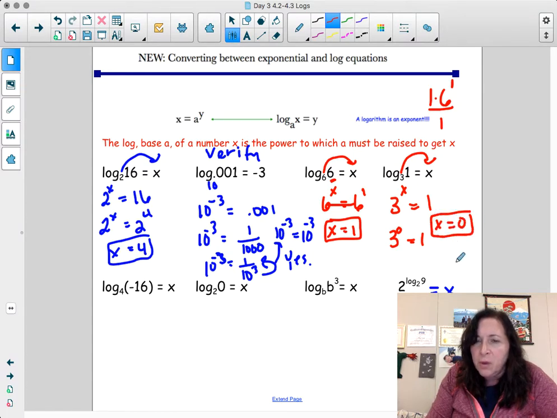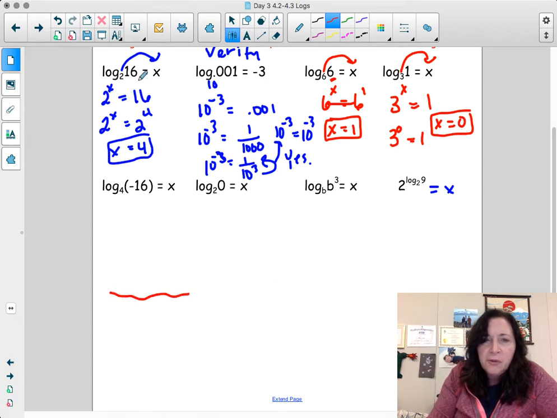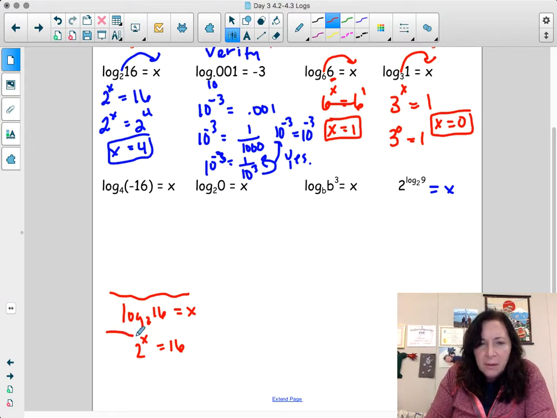Now, there would be another way to solve this. I do want to talk about that, and I'm just going to make some notes down here. See this first problem that we did, and we said log base 2 of 16 is equal to x. And then we went 2 to the x power equals 16. Now, notice where my variable is. See that right there? My variable is in the exponential power. That's where it is. It's the exponent.